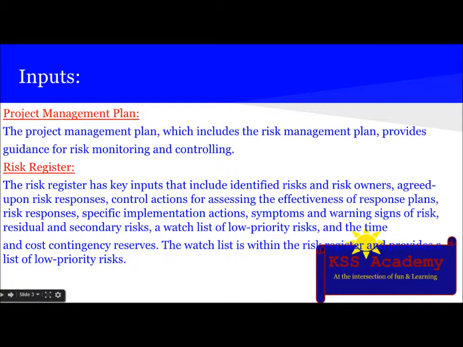The first input is the project management plan. The project management plan, which includes the risk management plan, provides guidance for risk monitoring and controlling. The next input is the risk register. The risk register has key inputs that include identified risks, risk owners, agreed upon risk responses, control actions for assessing the effectiveness of response plans, risk responses, specific implementation actions, symptoms and warning signs of risk, residual and secondary risks, and a watch list of low priority risks at the time of cost contingency reserves. The watch list is within the risk register and provides a list of low priority risks.